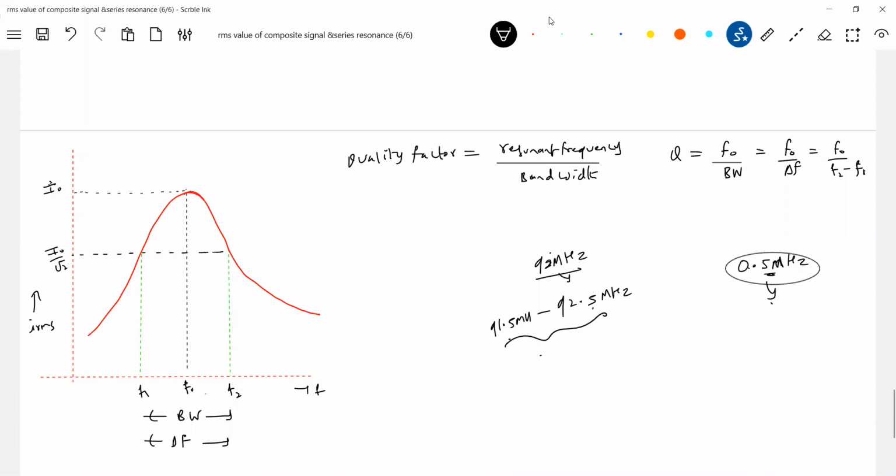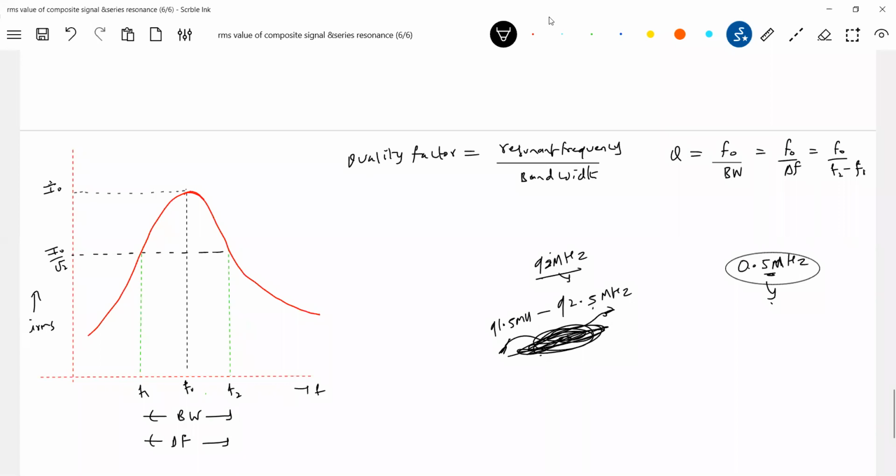92 megahertz is the F naught. 92.5 is the upper cutoff frequency. 91.5 is the lower cutoff frequency. Within this range, the information of the station will be available. Later on, in the communication chapter, we are going to learn in detail. Okay, got this one now?